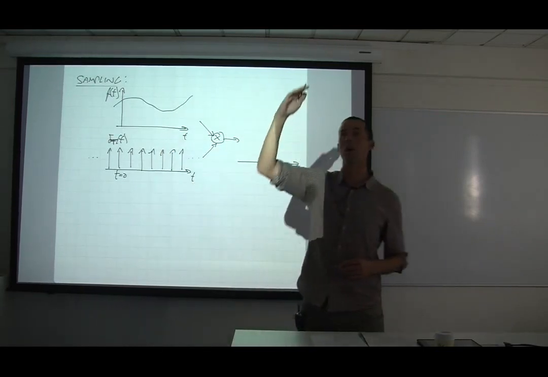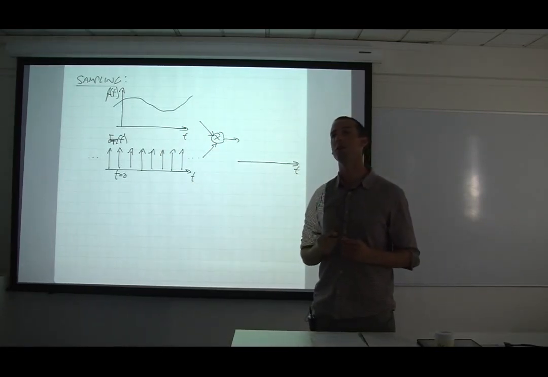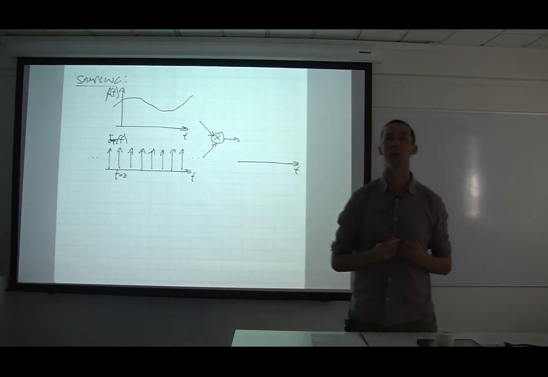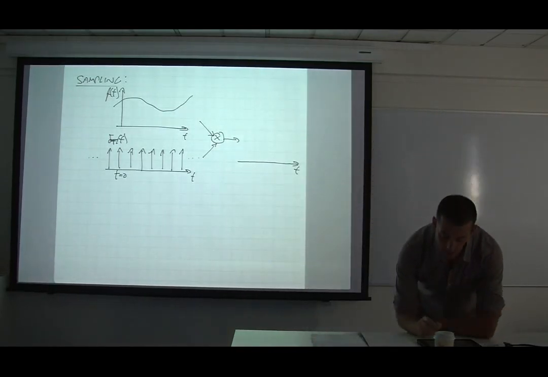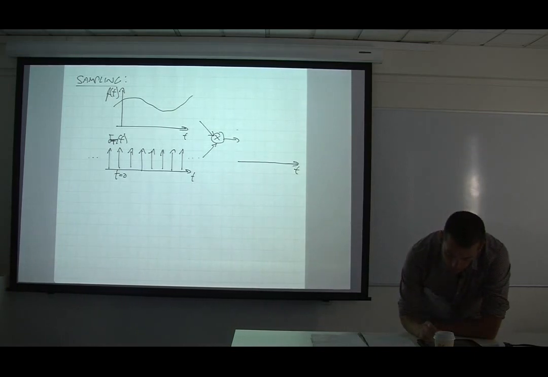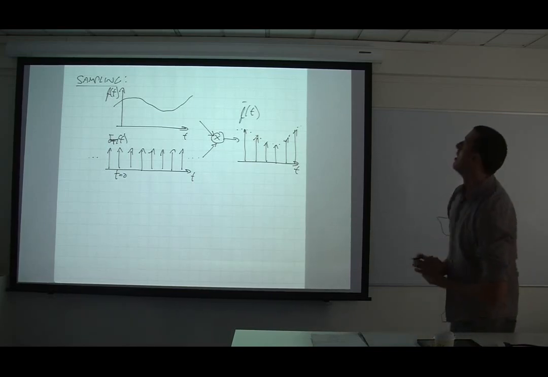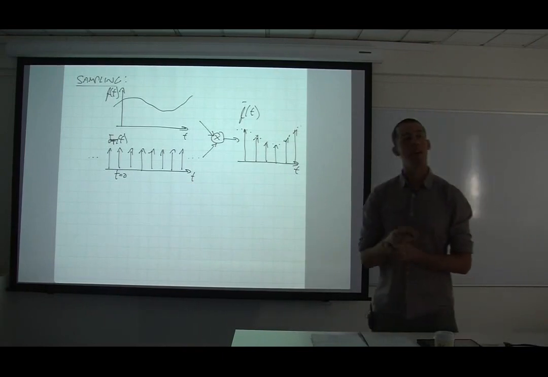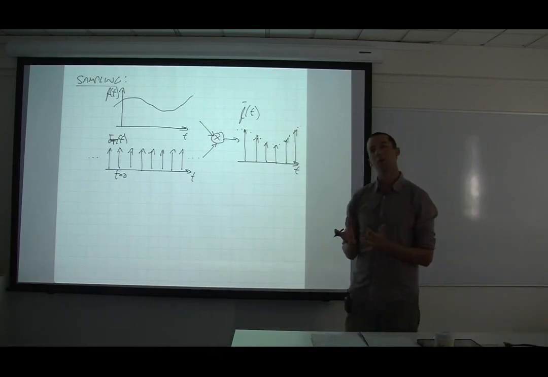So when you see the height of the arrow changing, what that means is the area underneath the arrow, the delta function, is being modulated. So let me just draw some guidelines. Maybe the signal looked a bit like this. So I'm going to get some image which looks like that. And this is my f bar of t. So this is sampling.